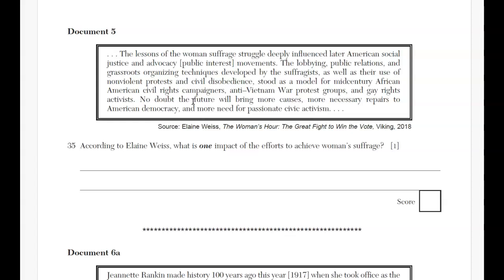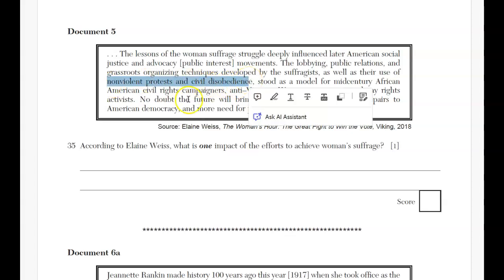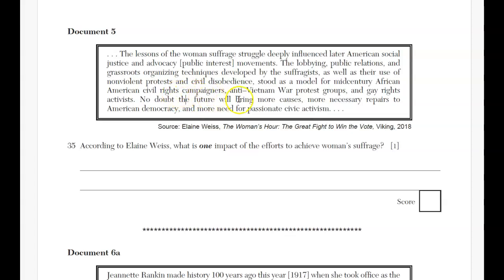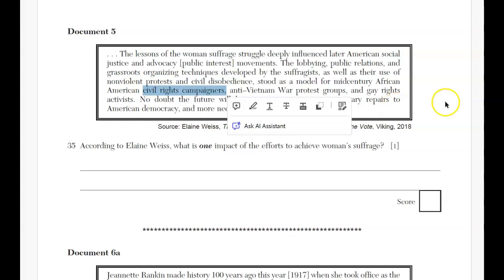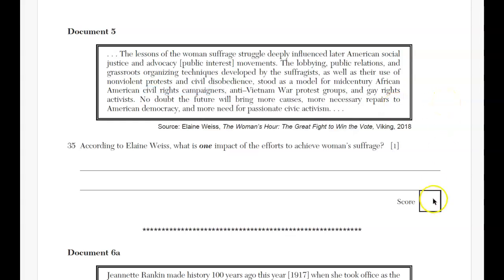activism. According to Elaine Weiss, what is one impact of the efforts to achieve women's suffrage? Good answer here would be that the women's suffrage movement proved the usefulness of nonviolent protests and civil disobedience that was then later used by African-American civil rights campaigners. That would be a good answer for that. That would get you the point.